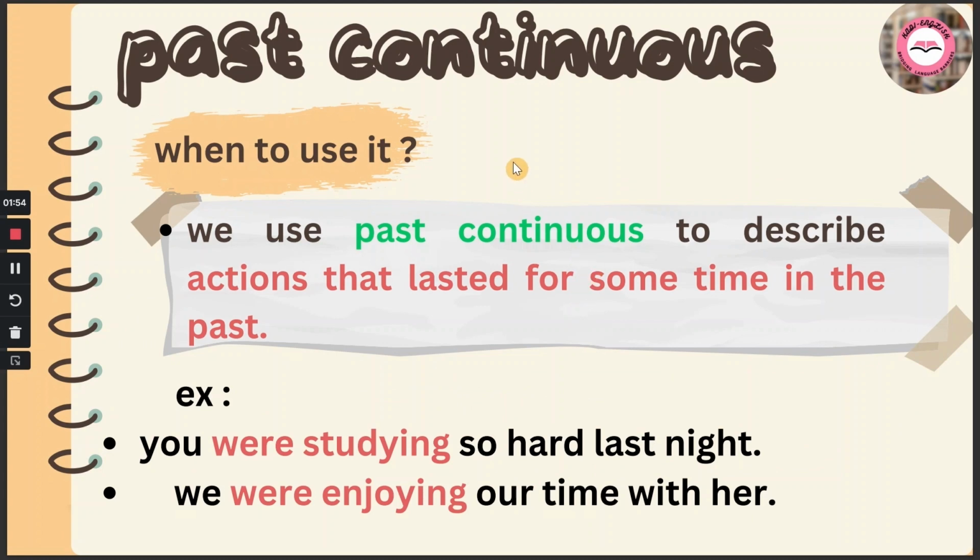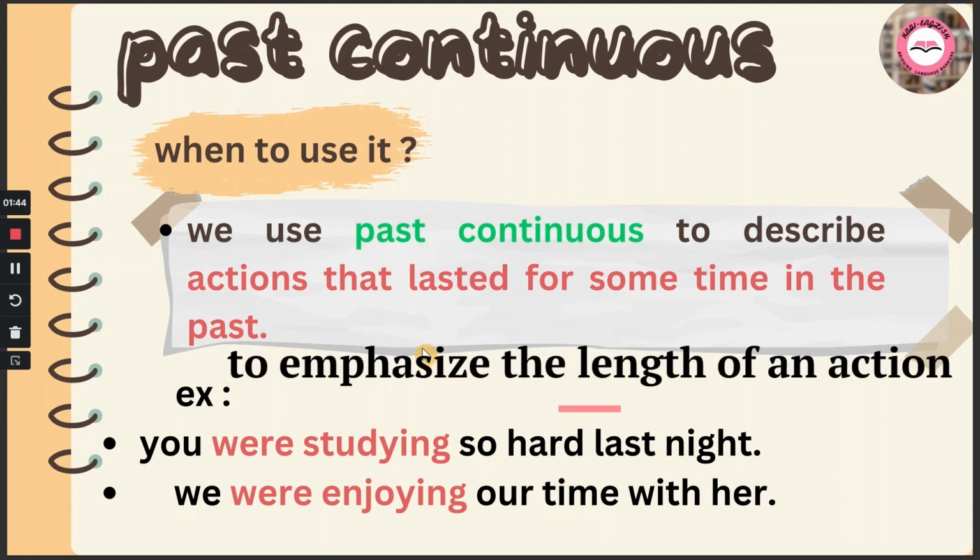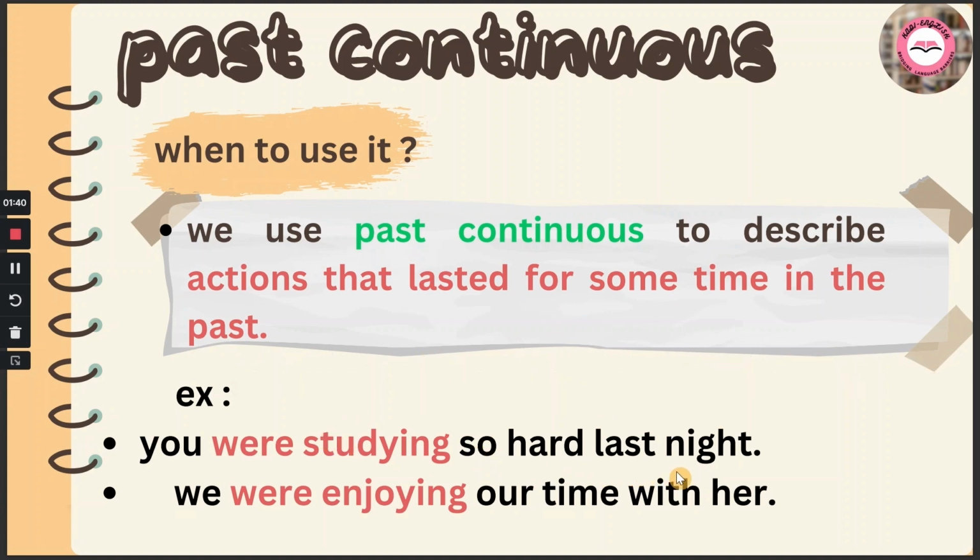Now let's move on to past continuous. We use past continuous to describe actions that lasted for some time in the past. So we use it to emphasize the length of an action. For example: you were studying so hard last night. We were enjoying our time with her. So we are using past continuous here to express that the action took so much time in the past. For example, an hour or 2 hours, or anyway, a long action, okay?